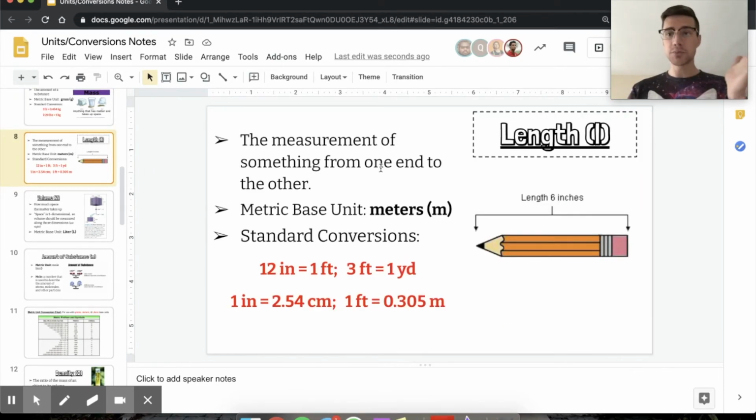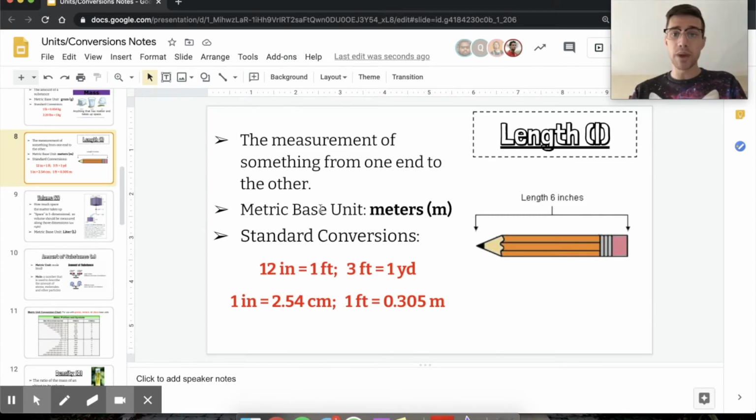Length. Length is pretty straightforward. Just like, again, I would ask you guys, how tall are you? But we don't use feet and inches. We actually use meters and centimeters, or other meter-based units. So what is length? Hopefully it's pretty straightforward. Length is the measurement of something from one end to the other. So if you're measuring how tall you are, you're measuring the length from the bottom of your feet to the top of your head, right?